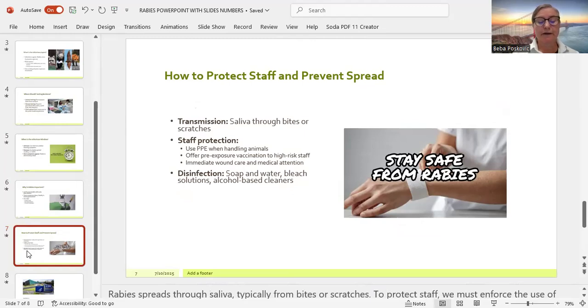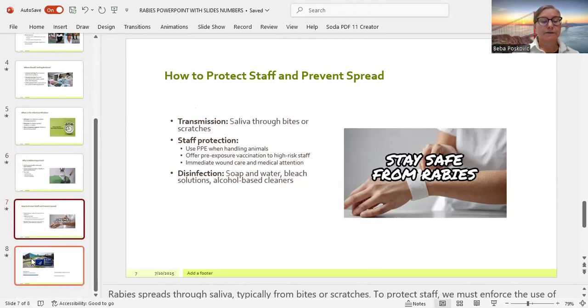How to protect staff and prevent spread. Rabies spreads usually through saliva, as we mentioned earlier, typically from bites or scratches. To protect staff, we must enforce the use of PPE when handling animals. High-risk staff, like those who work with animal control, should receive the rabies pre-exposure vaccine. If someone is bitten or scratched, immediate wound cleaning and medical evaluation are necessary. Basic disinfection methods like using soap and water, bleach, or even alcohol-based solutions are effective, and they neutralize the virus on surfaces.